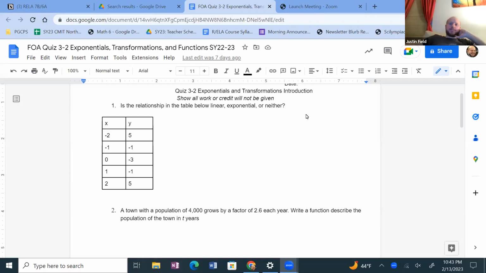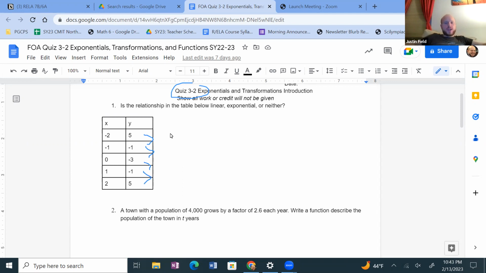Hey everybody, I'm tired. So this is the answer key for quiz 3-2. As we talked about in class, people did pretty poorly overall. So let's look at this first one and see if we can help.